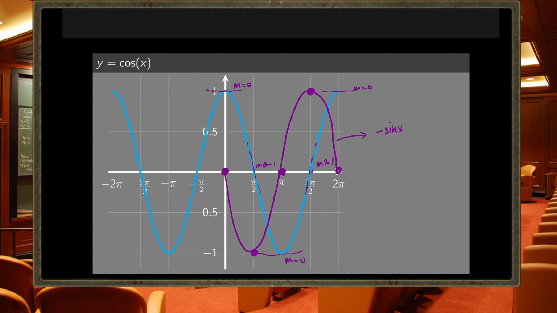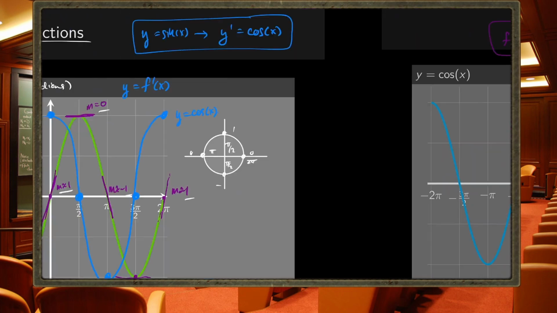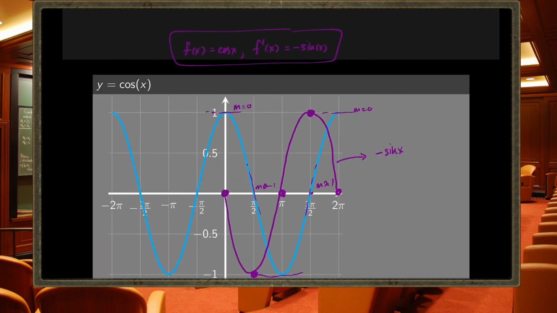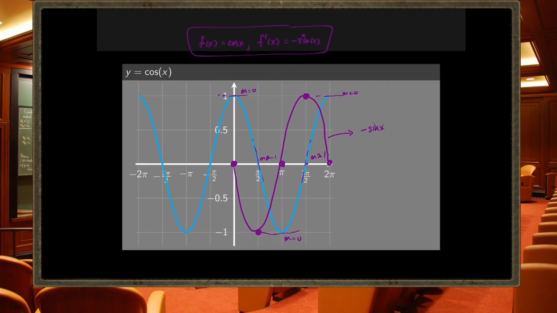Okay, so what this tells us is that for f of x equals cos x, f prime is actually negative sine x. So it's not exactly that they are each other's derivatives. Cosine is the derivative of sine, but the derivative of cosine is negative sine. And that's the relationship here, and this is something that you can easily overlook. But make sure that when you differentiate cosine, you negate that sine function.